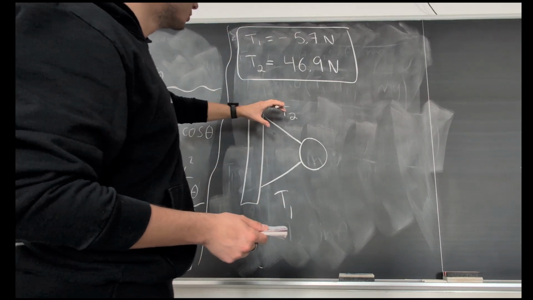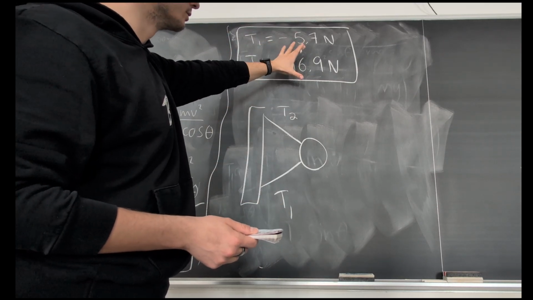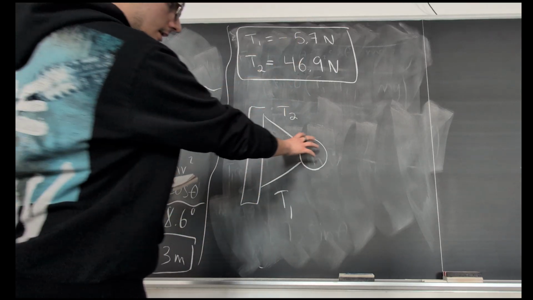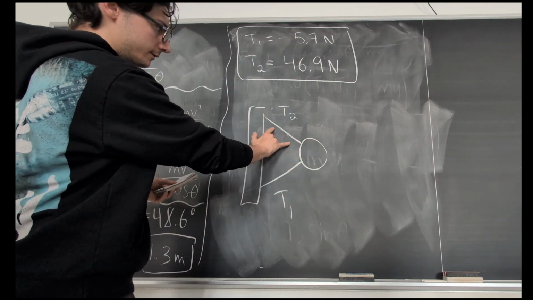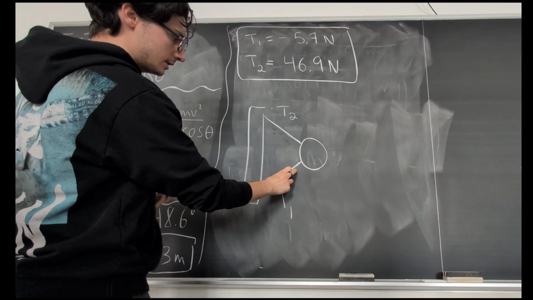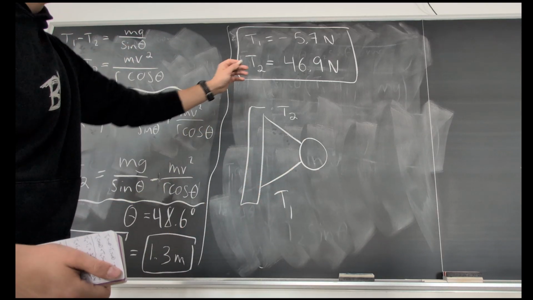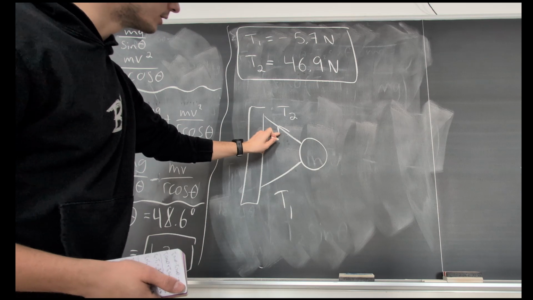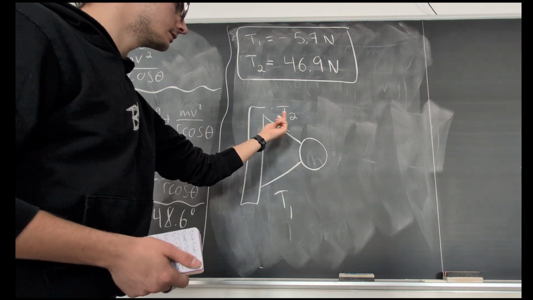So we can see that T2 is pulling more, right? This is a bigger number than this one, which makes sense. If this ball was not spinning at all, the weight of the ball would be on the tension of this string. But now it's spinning, so maybe some of the tension is here. But here's why it's impossible. This tension is pulling this way, right? This is how we defined it. This is the positive direction.